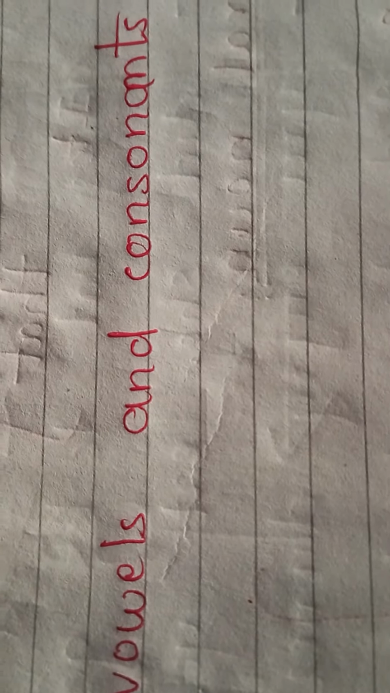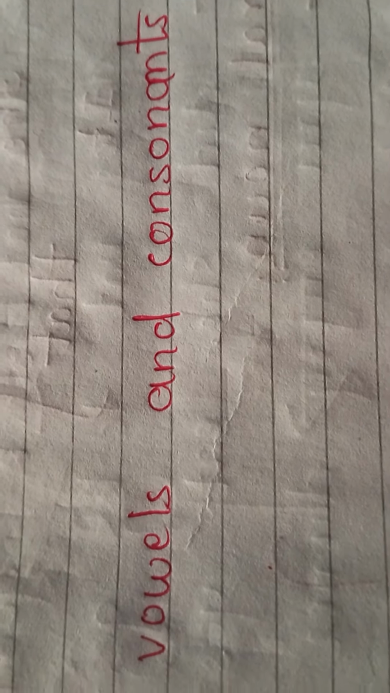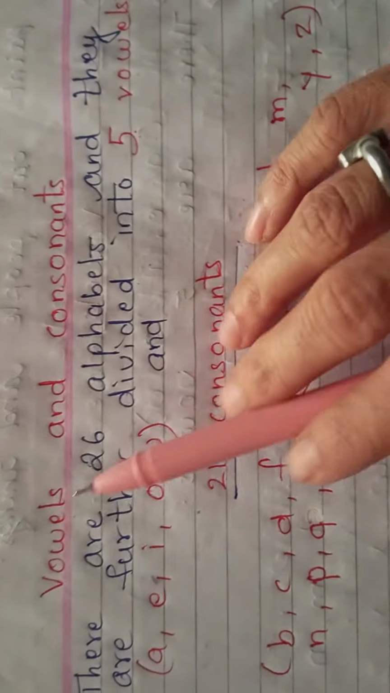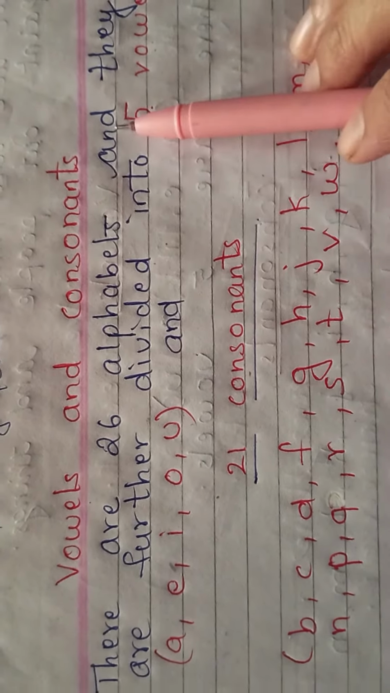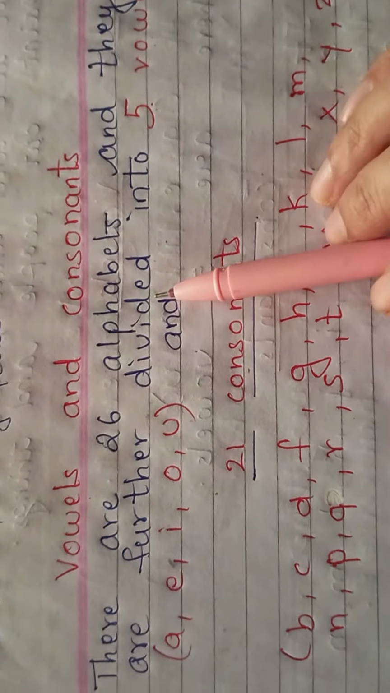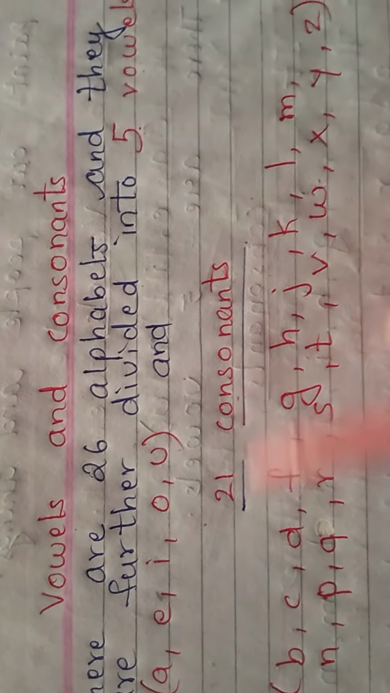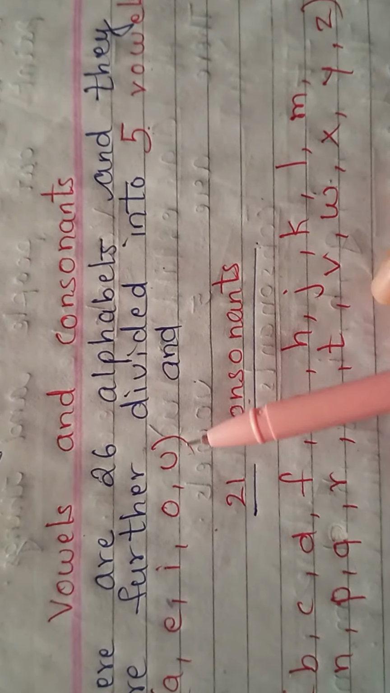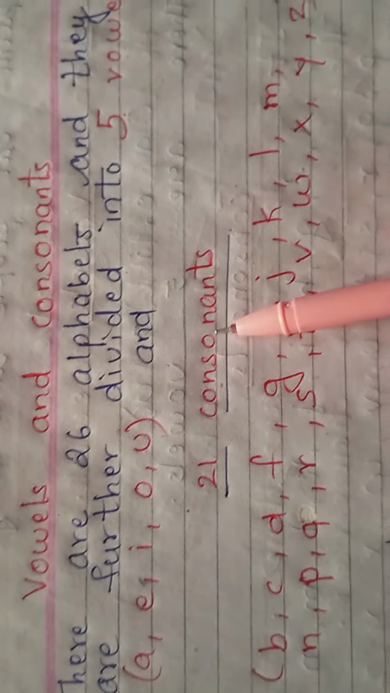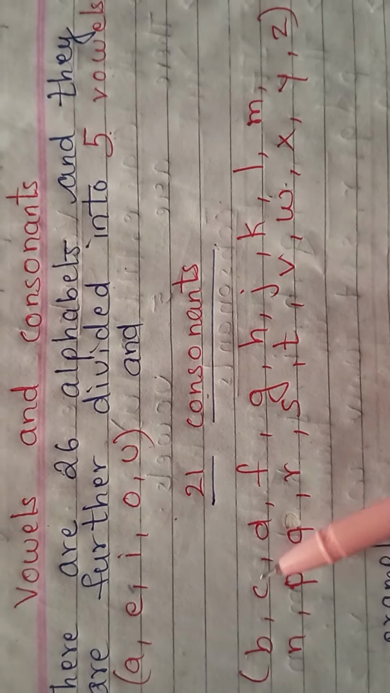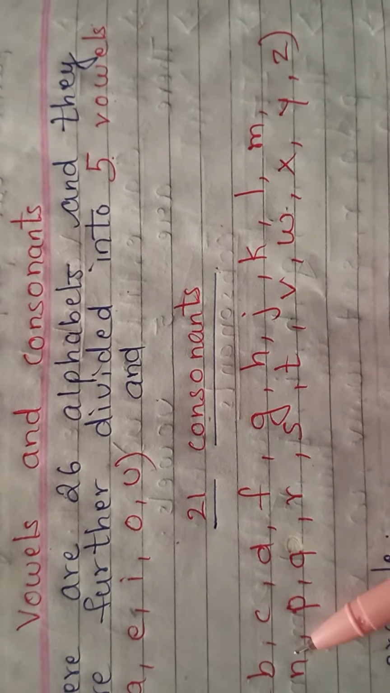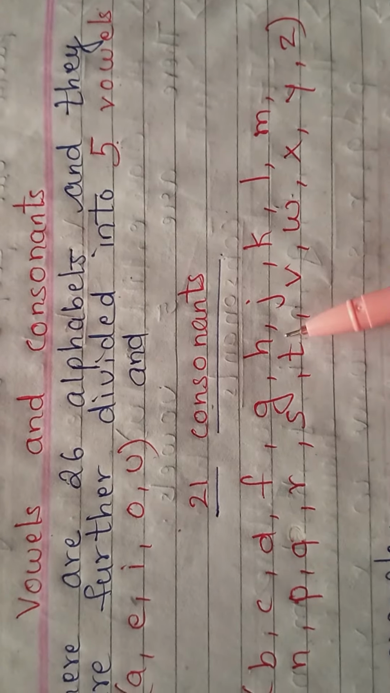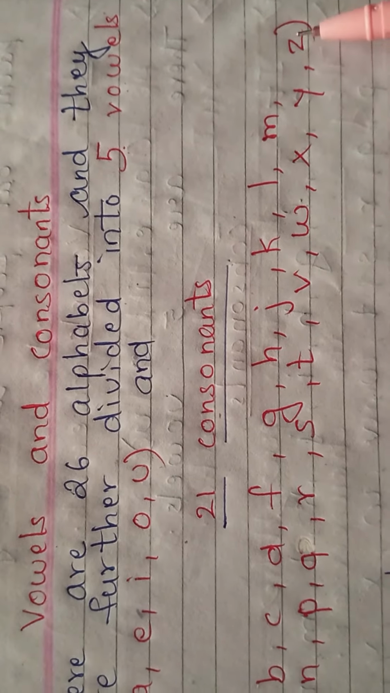Today I have come up with an interesting topic, that is vowels and consonants. As you all know, there are 26 alphabets and they are further divided into 5 vowels: A, E, I, O, U, and 21 consonants: B, C, D, F, G, H, J, K, L, M, N, P, Q, R, S, T, V, W, X, Y, Z.